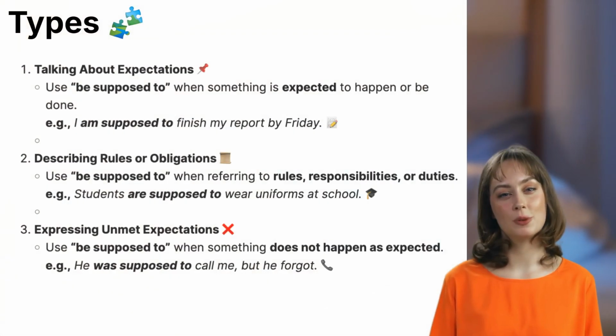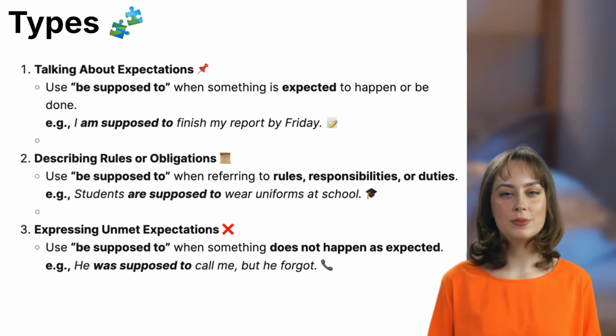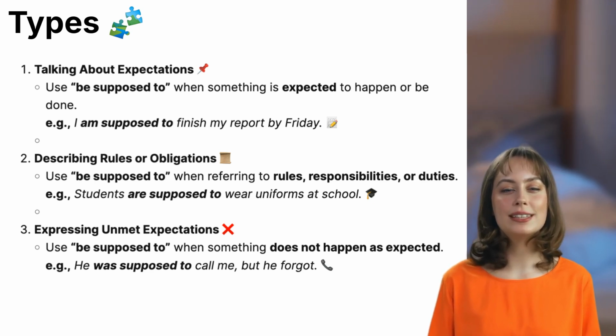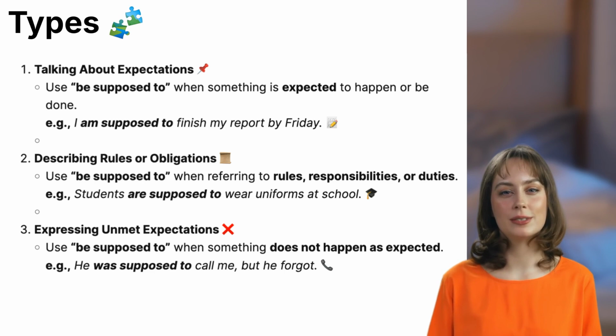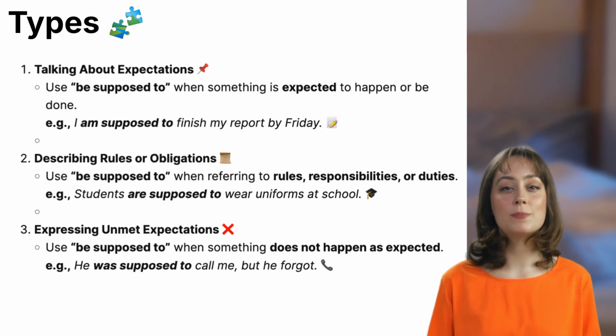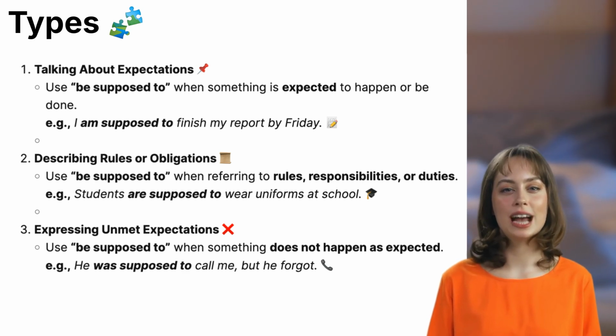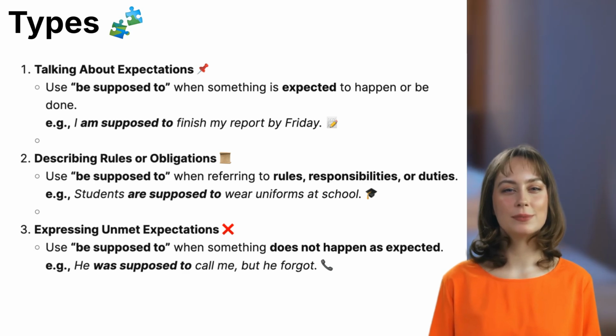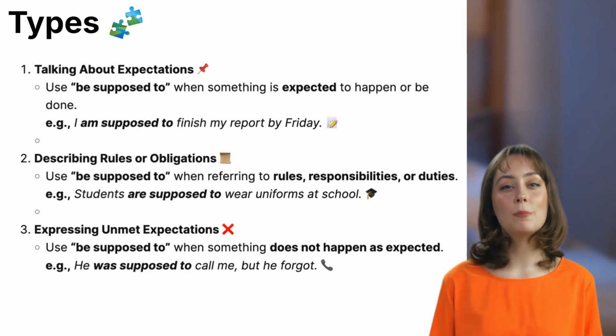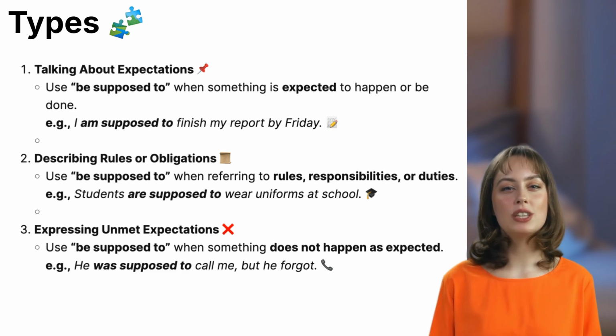In this section, we'll go over the 5 main ways to use be supposed to with clear explanations and examples. Let's get started. 1. Talking about expectations. We use be supposed to when something is expected to happen or when someone is expected to do something. Example: I am supposed to finish my report by Friday. This means that finishing the report by Friday is expected, it's what should happen.